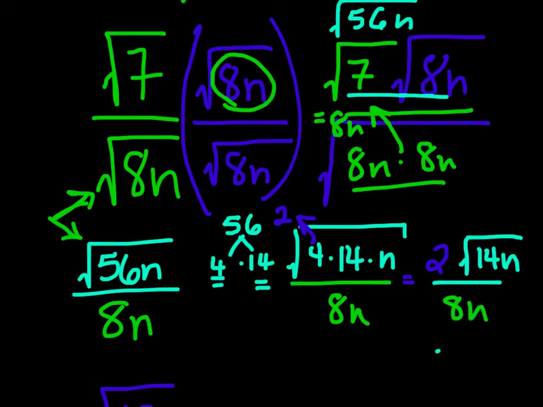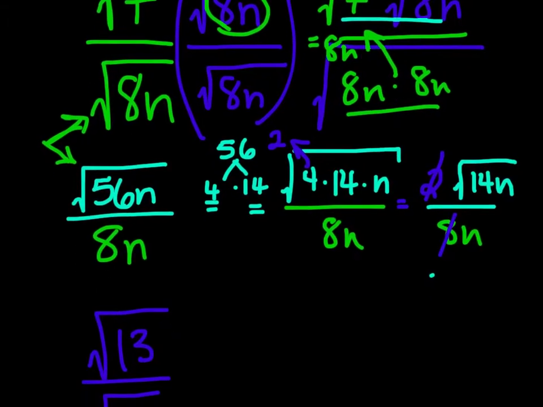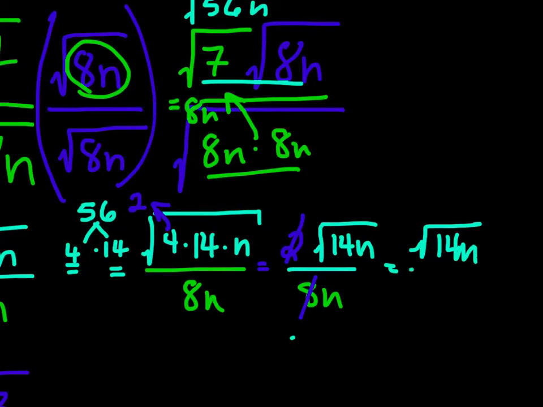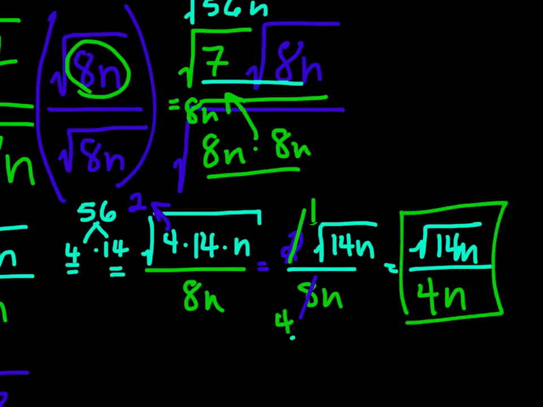8n. And we are not yet finished, because we can simplify that. We can simplify that as saying the square root of 14n over 4n, because essentially we can divide by 2. We can divide by 2 and get 1 out of there, and divide 8 by 2 and get 4. So we can simplify that, and we have the square root of 14n divided by 4n.